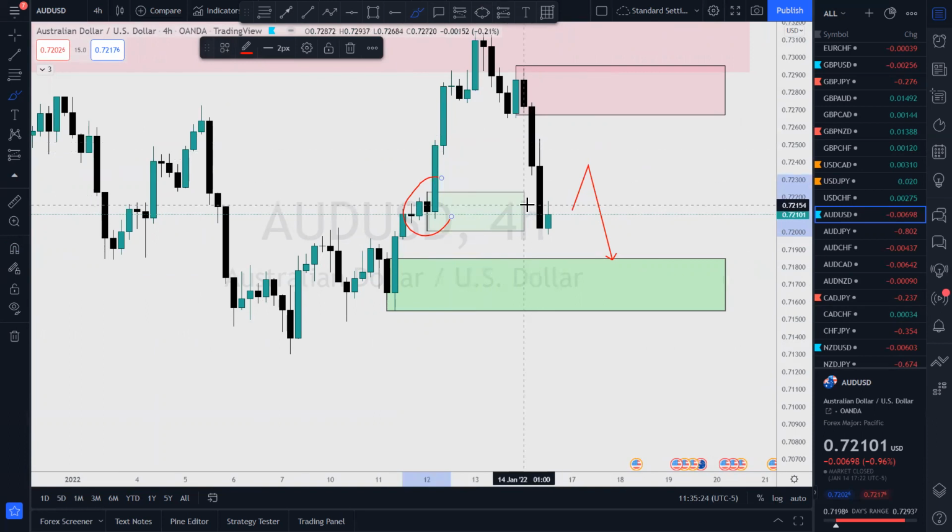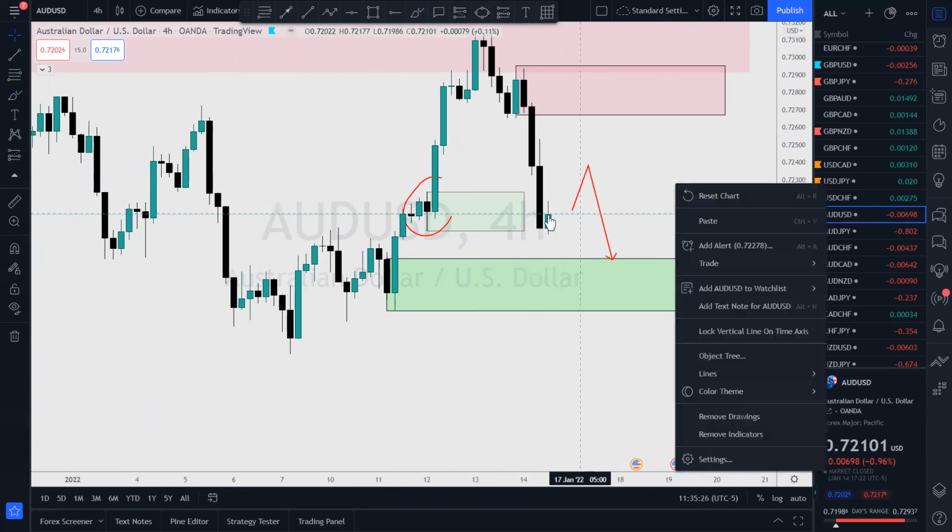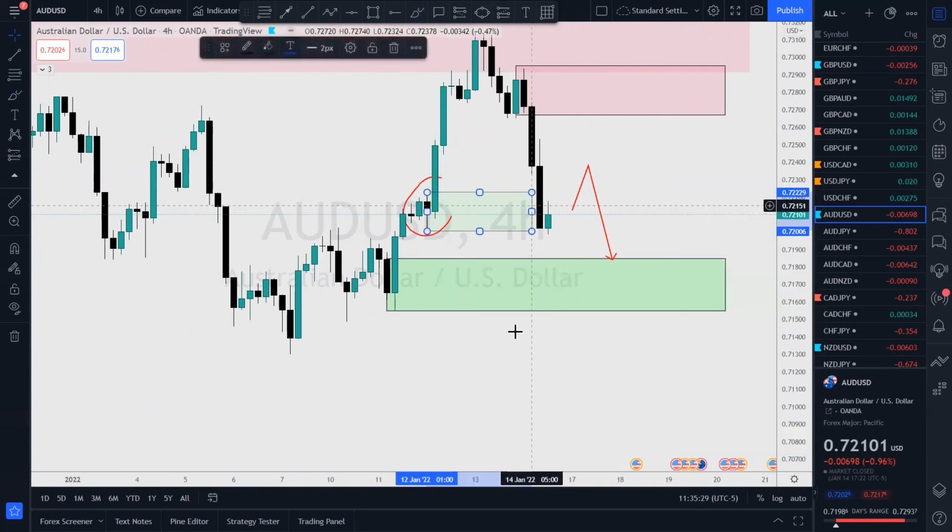Price didn't respect it here. It just ran right through it. Just ran right through it. Bam. What is that telling you? A lot of bearishness in this pair. So if price goes up a little bit, this turns out to be a flip zone, you know, where price goes from a bullish block to a bearish one.